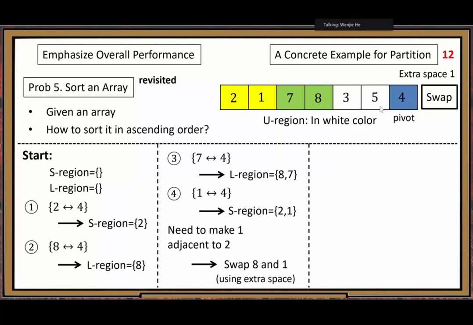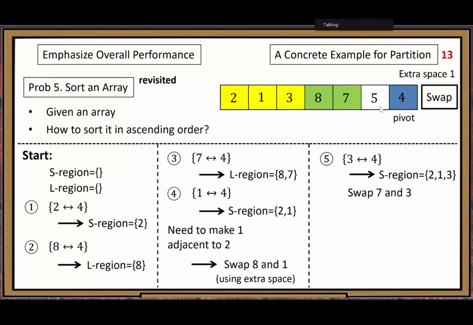Then 3 is less than 4, we should place it in the S region, but we need another swap operation. Swap 7 and 3, so we can arrange elements in these two regions gracefully. The last one, very easy, we put it in the S region.